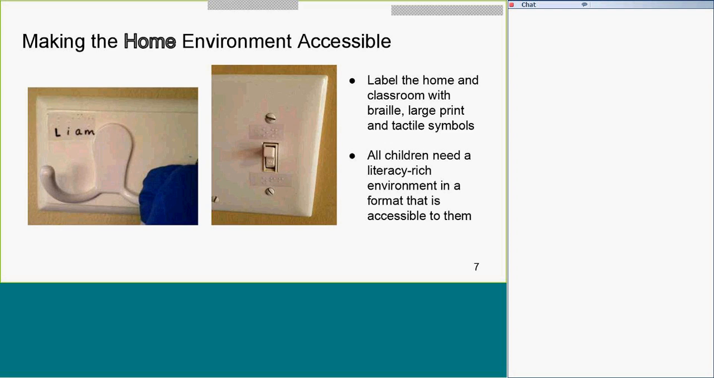A couple examples I just showed here are our coat hooks. Liam gets his own hook. Finn has his mom's hook. The switches say on and off. Our poster had Braille showing 1, 2, 4, which shows if you want your toast light or really dark. The microwave numbers, if you feel them, are really flat, so we put Braille in there so he can be a part of cooking and it's accessible to him.